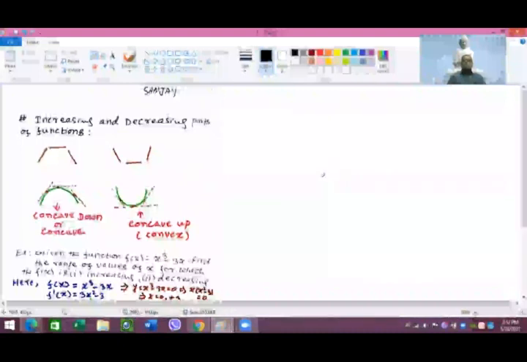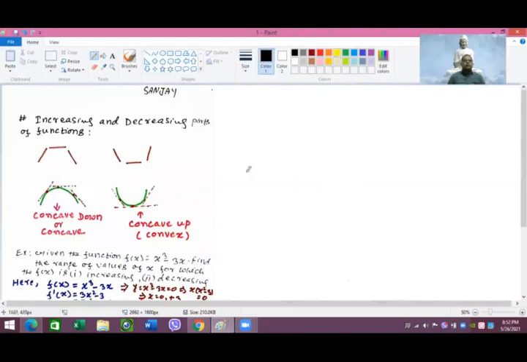Okay guys, before we go through the maximum and minimum point and the point of inflection, we first see what is called an increasing function and what is called the decreasing part of the function. So for example, if you are given a graph like this, any function, and then for example, a part of the graph is like this.